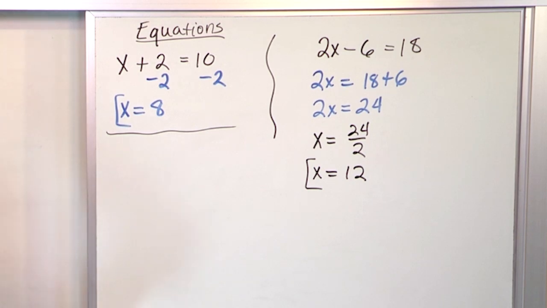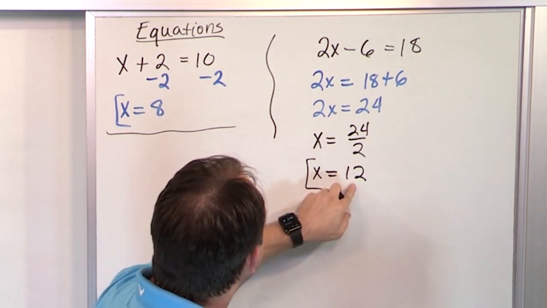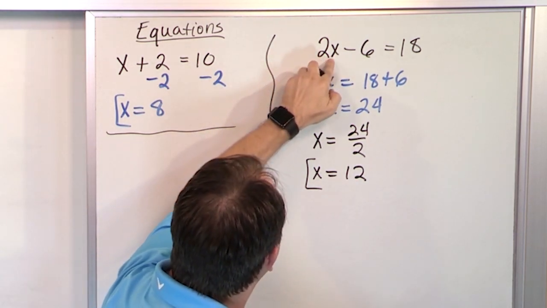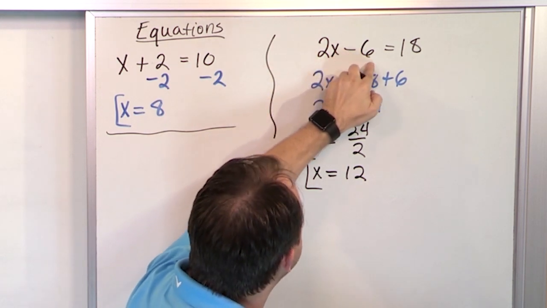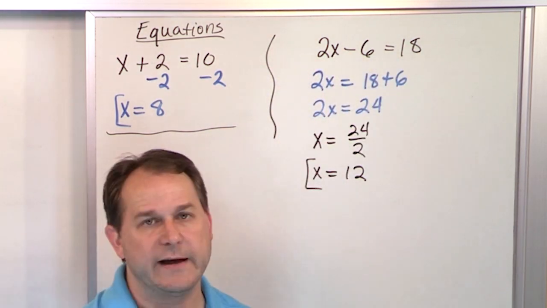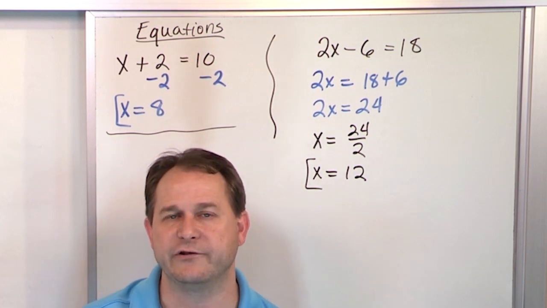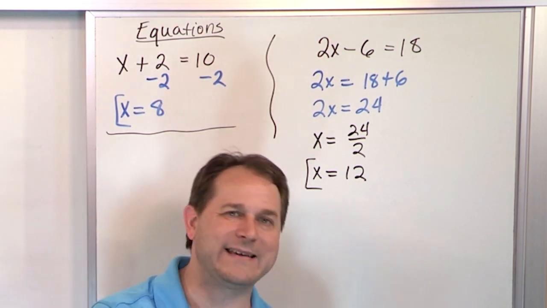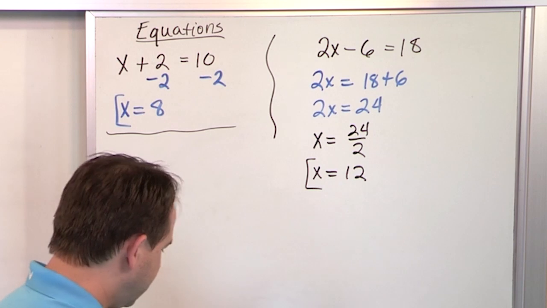And you can always check your work, because if you take the 12 and you stick it back in for x, 2 times 12 is 24. 24 minus 6 is 18, so that's good. That's the solution for that equation. If you don't get the right answer, when you put it back in, you've done something wrong.